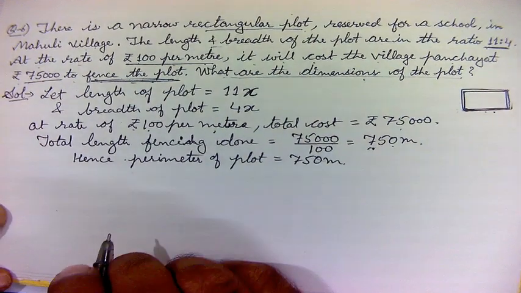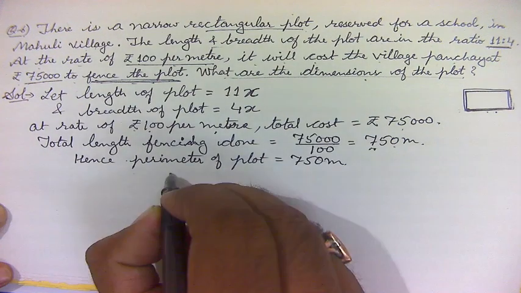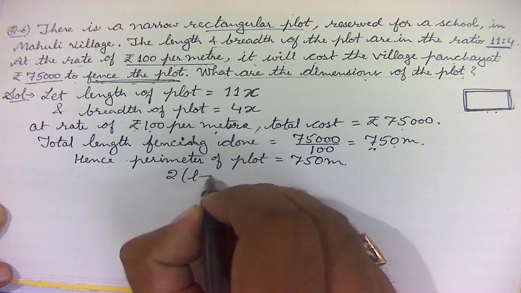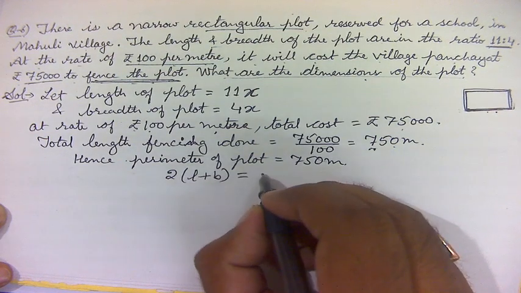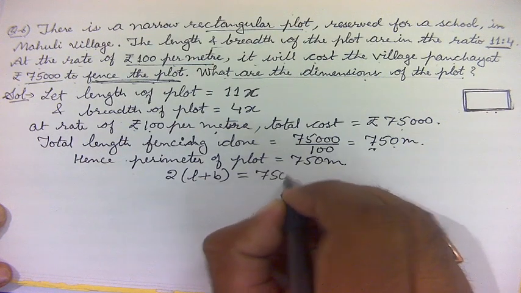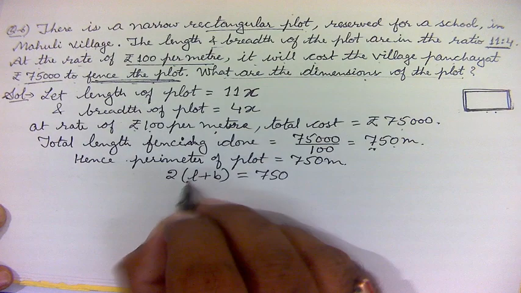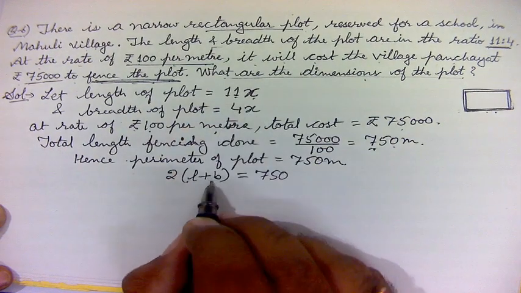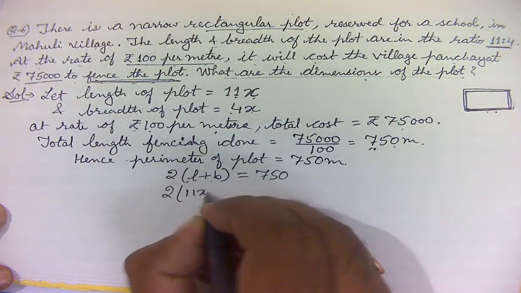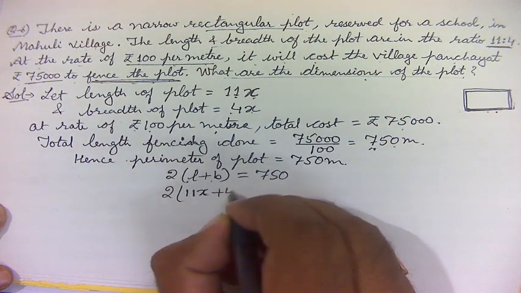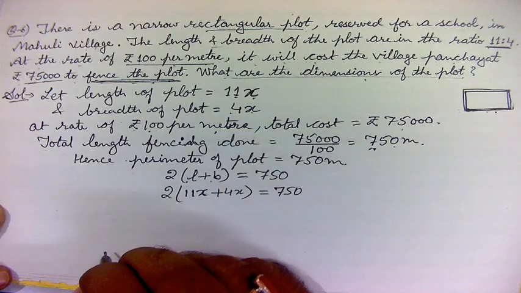So you get the perimeter of the plot as 750 meters. And what is the perimeter of a rectangle? It is 2 multiply (L plus B). So 2 multiply (L plus B) equals 750, where L is the length taken as 11x and B is the breadth taken as 4x. So it is 2 multiply (11x plus 4x) equals 750.